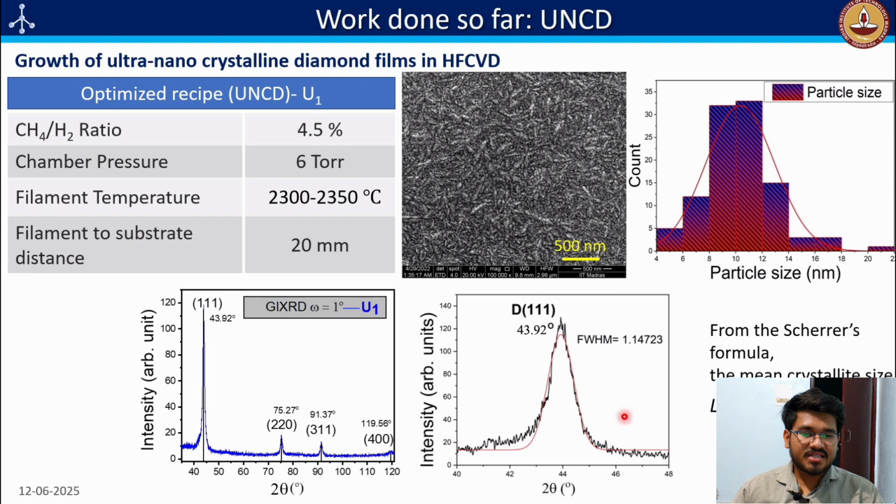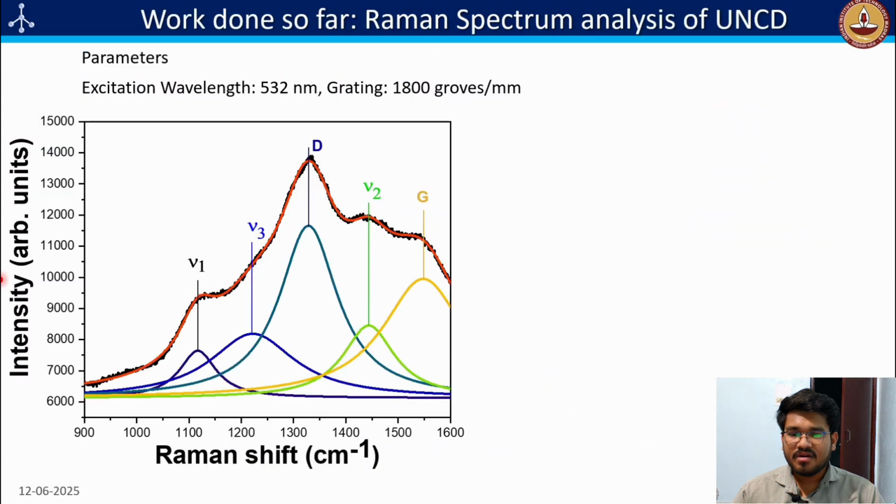From the Scherrer formula, this is a rough estimation that the crystal size is of the order of 10 nanometer, or even less than 10 nanometer. So most of the crystal size is in the regime of 10 nanometer. So this is an ultra nanocrystalline diamond.